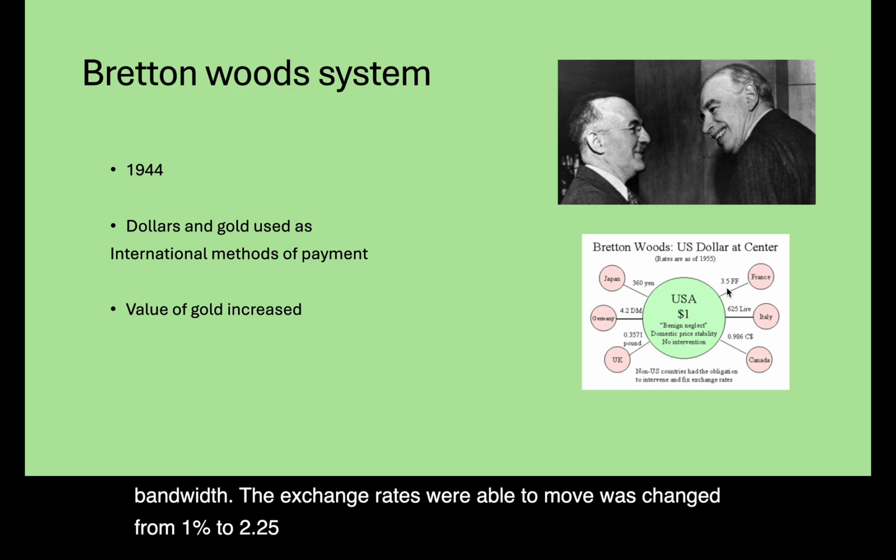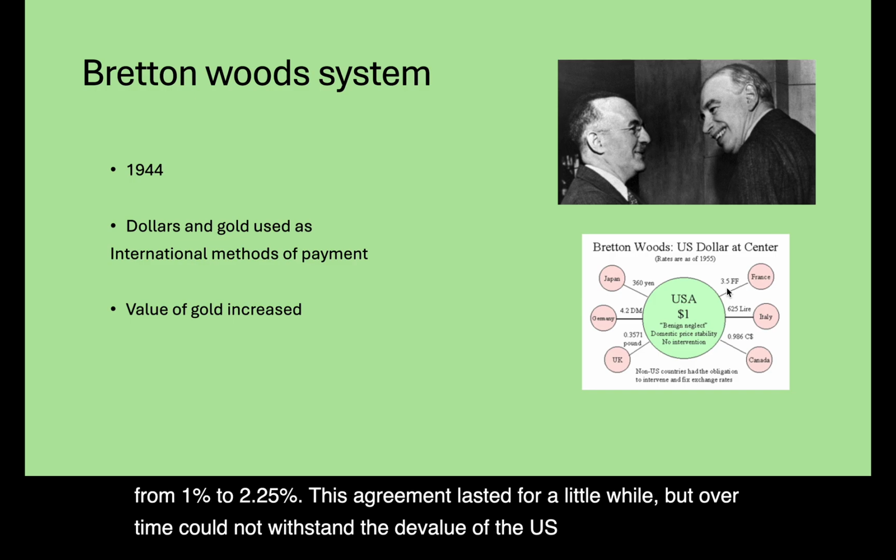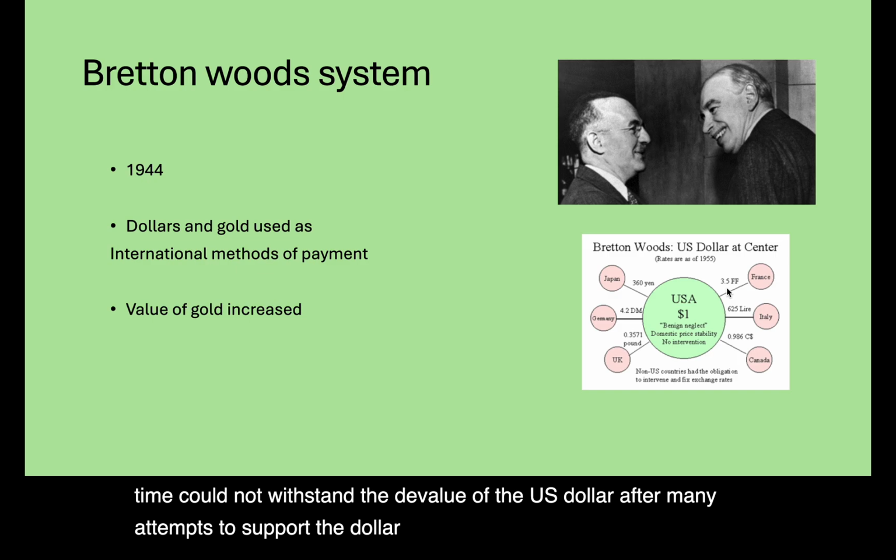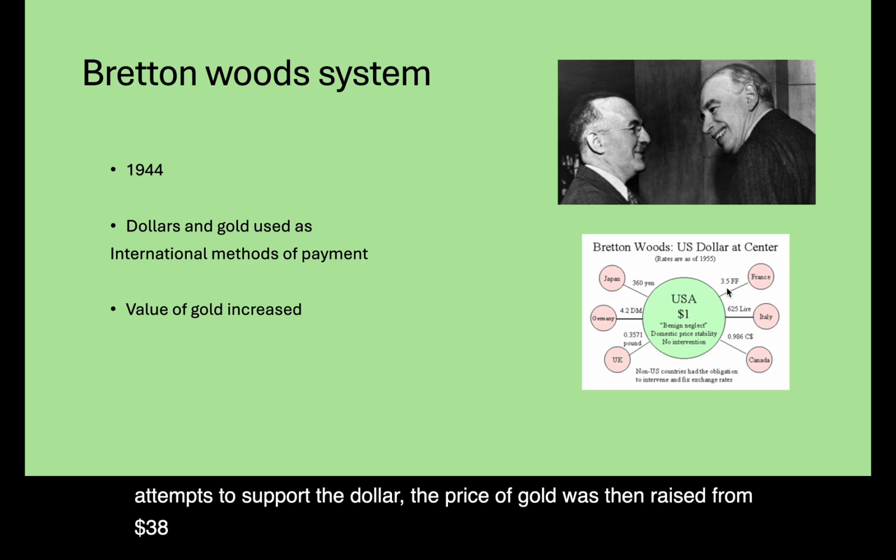This agreement lasted for a little while, but over time could not withstand the devaluation of the US dollar. After many attempts to support the dollar, the price of gold was then raised from $38 to $42 an ounce, leading to the end of the Bretton Woods system.